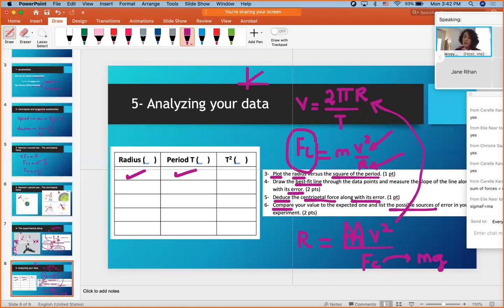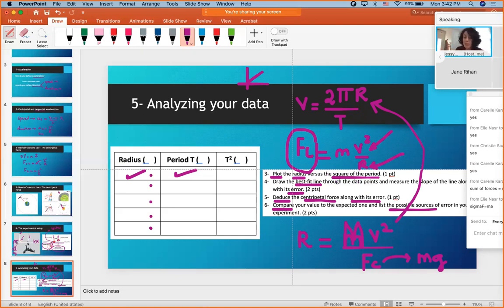You see, you have to do a plot to give the equation, error on the slope, find the centripetal force from the slope, and the error on the centripetal force. Then compare and list sources of errors. I know this is tough, but this is all you need to do. And you only have 5 values to play with. And the values will be given by me.